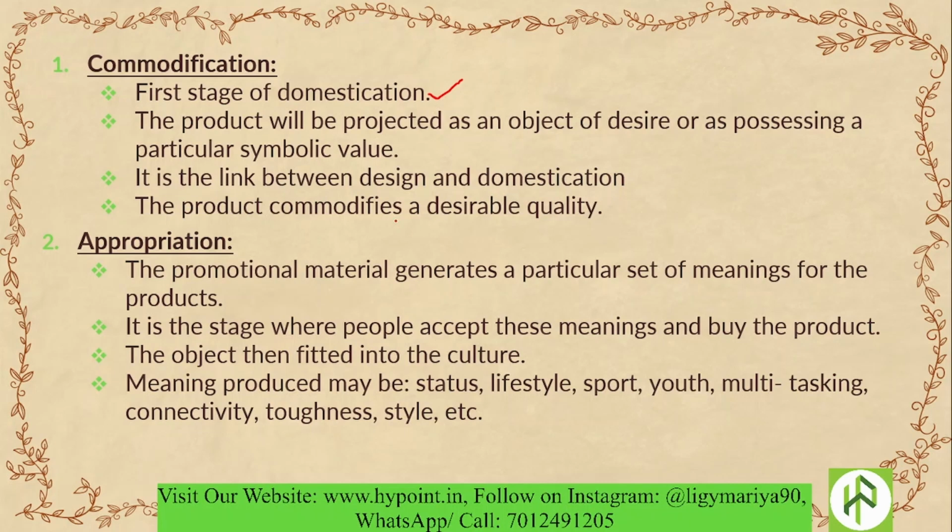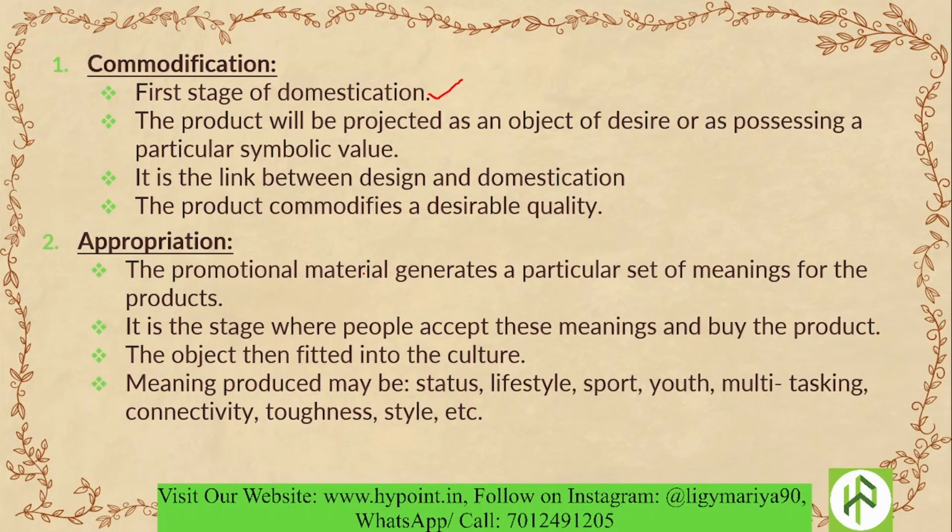Okay. The second stage is appropriation. The promotional material generates a particular set of meanings for the product. So many meanings will be associated with this product that will be promoted. Again, take the example of the dress item or Myntra's advertisements. They'll portray that this is the site where you will get the ultimate designs, and the quality will be superb, and you will get the desirable thing whatever you want.